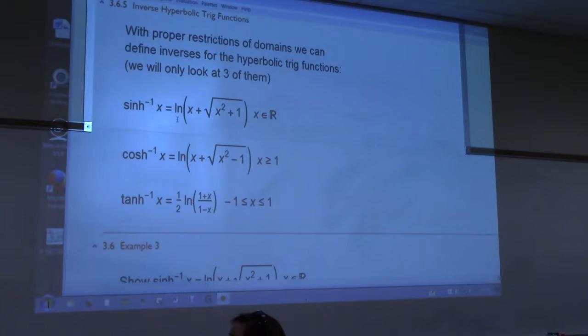So remember last class when we tried to define the inverse sine function, we had some domain restrictions. Same thing here. We possibly have domain restrictions for these inverse hyperbolic trig functions. For hyperbolic sine, there's no restriction. X can be anything. But for the hyperbolic cosine inverse, we have some restrictions on x. It has to be bigger than 1. Here, x has to be between -1 and 1. All right? So what I'm about to show you right now is example 3 here.